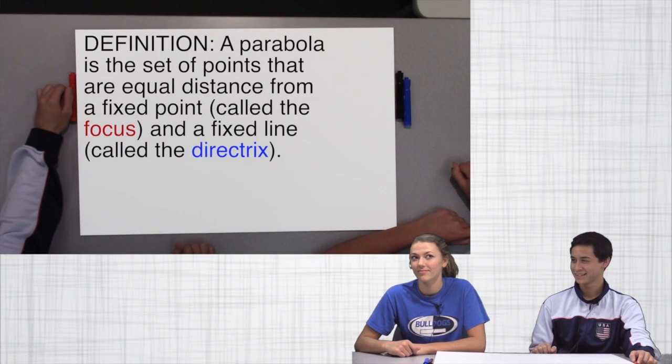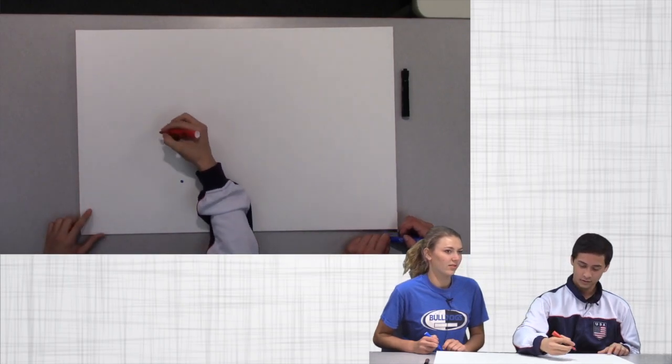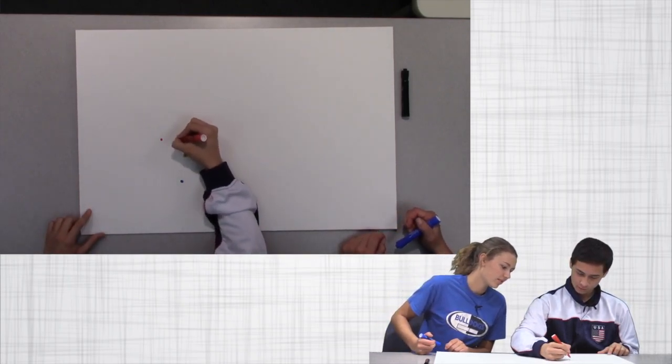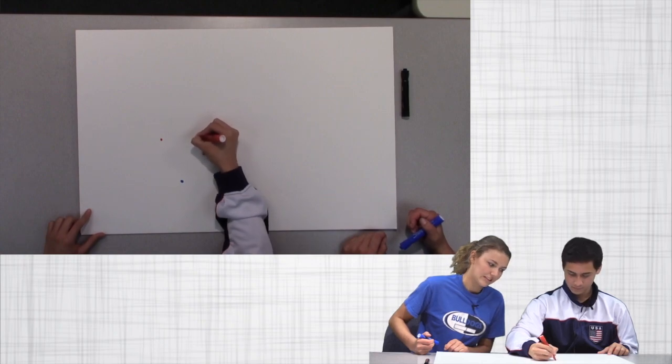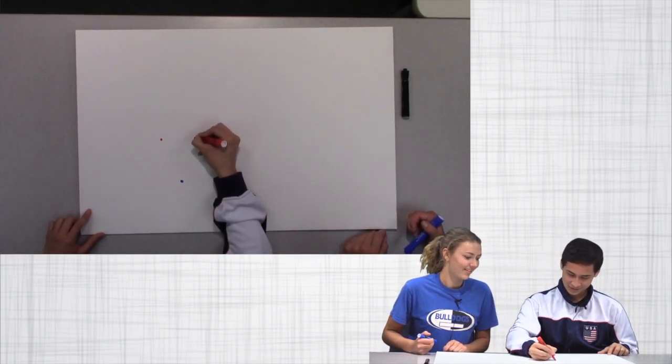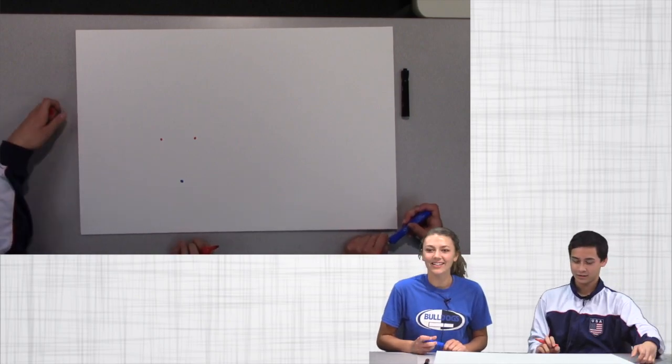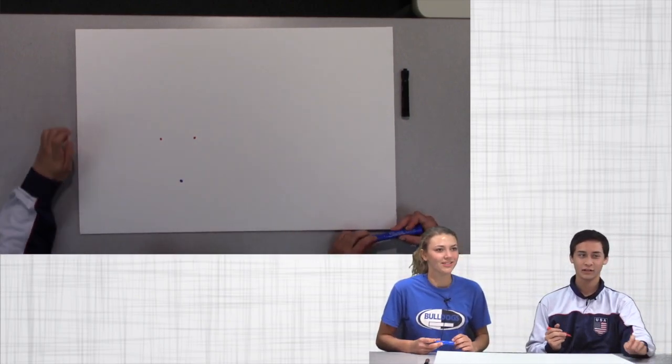Before Sasha and Keone can begin making points on the parabola, they have to figure out what the definition really means. First, they struggle with whether or not the focus can be on the directrix. A parabola is a set of points that are equal distance from a fixed point. Okay, a fixed point. Are you sure that's even? It looks pretty even. They look pretty equal distance. They're equal distance from what? Our fixed point.